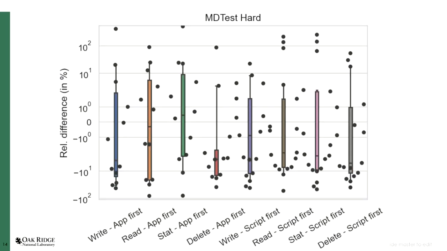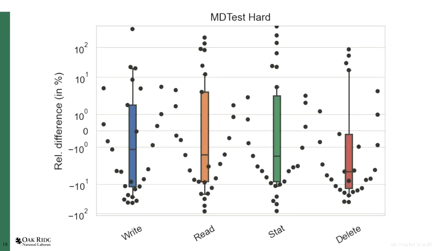MDtest hard, for example, here we have write, read, stat, and delete phases, and you see the 10% and the minus 10%, but we have plenty of outliers also. So this is a bit more tricky, but most of the cases are in the range of 10%. And we'll say the range is 10% because if it's up to 10% plus or minus, we feel confident that it's not a significant problem. And you see here all of these outliers above 100% or something close to minus 100%.